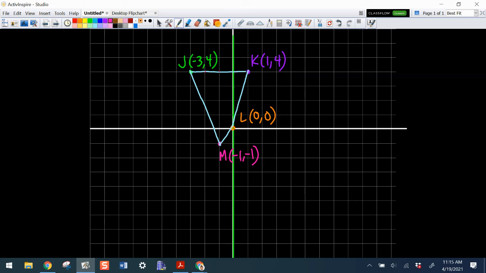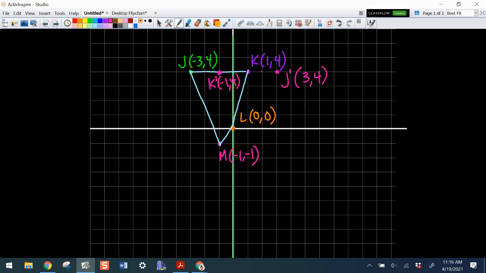So J is 1, 2, 3 units from that line, so we're going to go 3 units over the line. J prime will be located at 3, 4. Now, K was actually on the right side of this line of reflection, so it now has to flip over to the left. Every single point has to flip over that line. However far it is from that line of reflection, that's how far it has to flip over. K was 1 unit away from the line of reflection, so it has to remain 1 unit away on the other side. It'll be located at -1, 4.